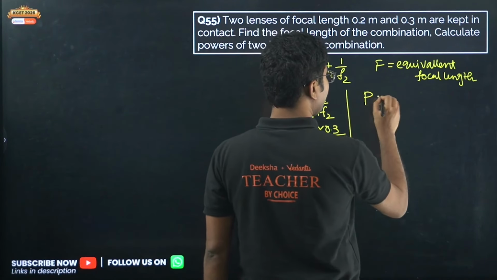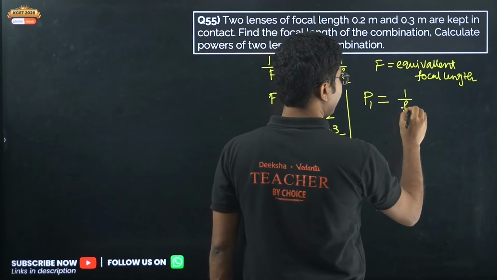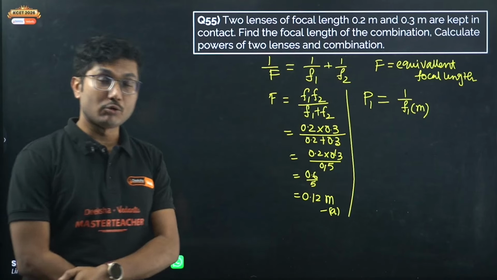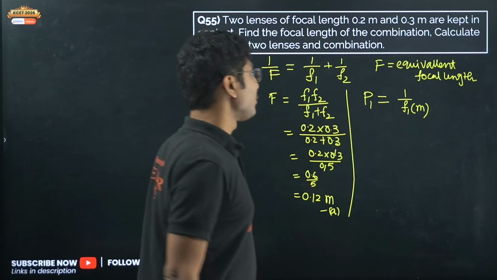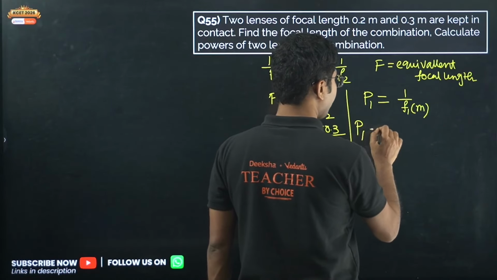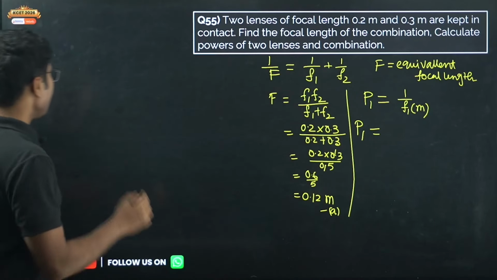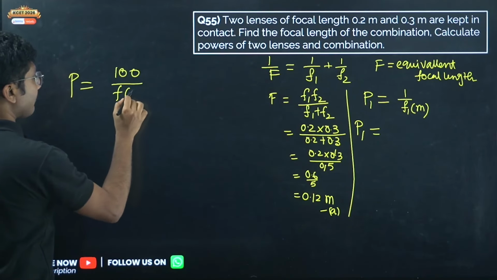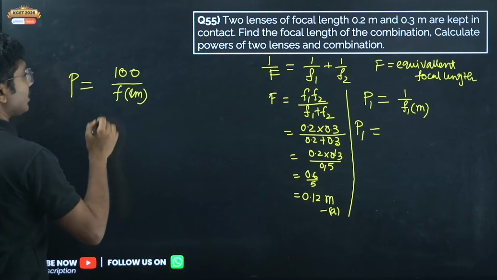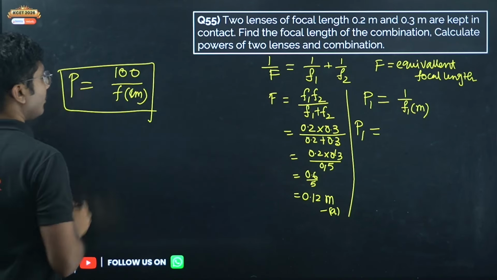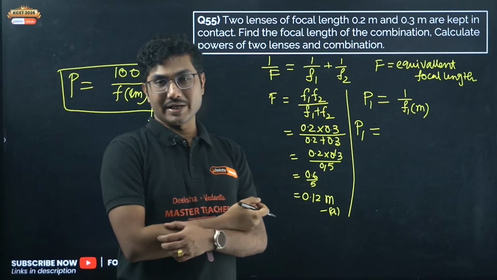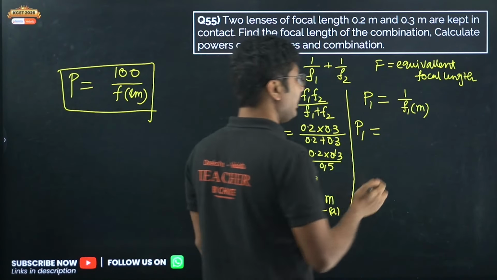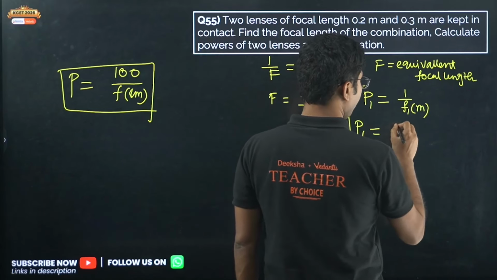Power is given by 1 by f when f is expressed in meters. Fortunately both focal lengths are given in meters, so you don't have to do too much work here. Otherwise, if it is given in centimeters, remember that power is given by 100 by f. This is a shortcut you should remember. If it is given in meters, you can directly divide. In case it is given in centimeters, to calculate power you have to do 100 by focal length.